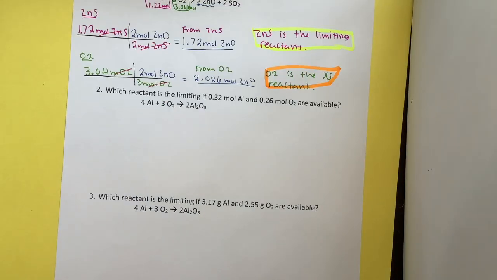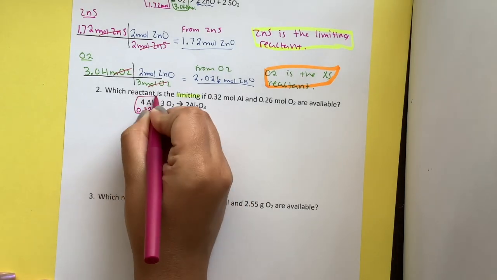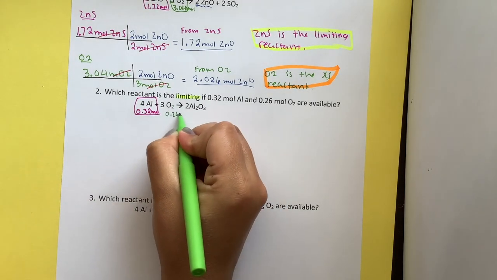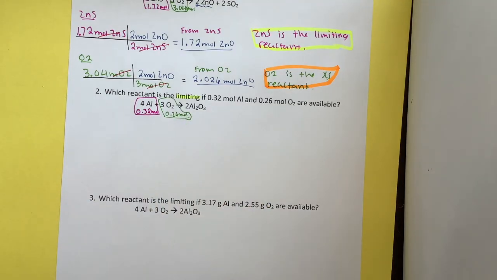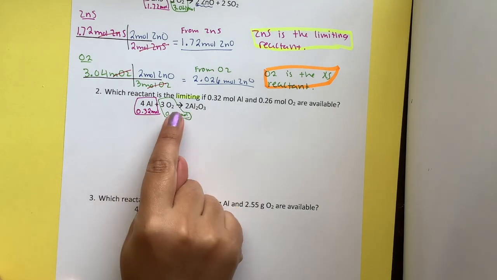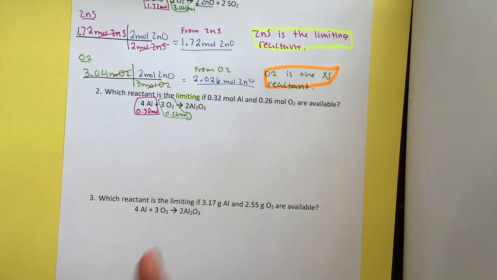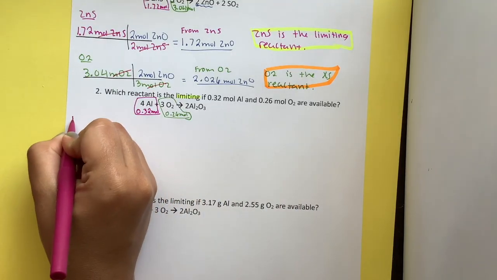Number 2 says, which reactant is the limiting reactant? So again, they're asking me for limiting, if 0.32 moles of aluminum and 0.26 moles of oxygen are available. Okay, so I have to do the same thing. Here I only have one product, so I need to turn both of these amounts of reactants into my product by doing a stoichiometry problem, looking at one reactant at a time. So I'm going to start with aluminum.